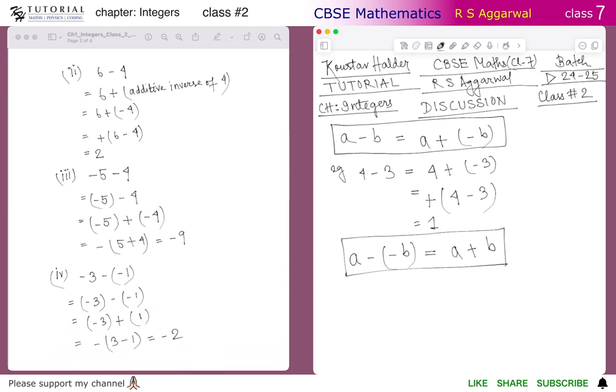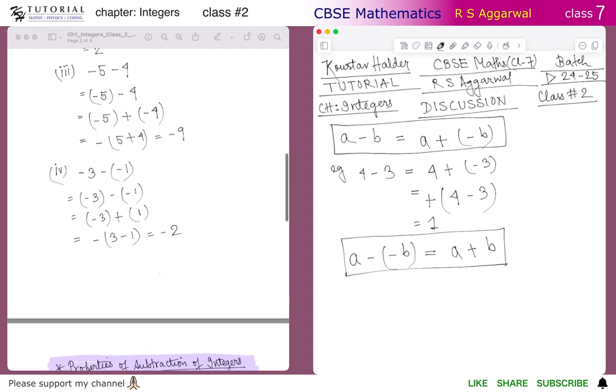The third example says minus 5 minus 4. Over here we are subtracting 4 from minus 5. So what will be the result? We will add the additive inverse of 4 to minus 5, which becomes minus 5 plus minus 4. So if we now need to add two negative integers, it will be negative of 5 plus 4, that is minus 9.